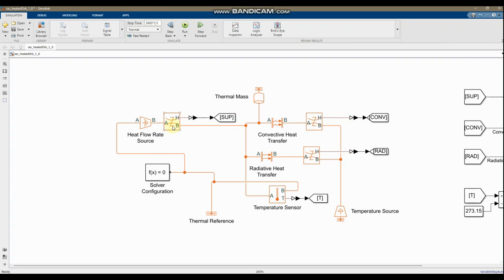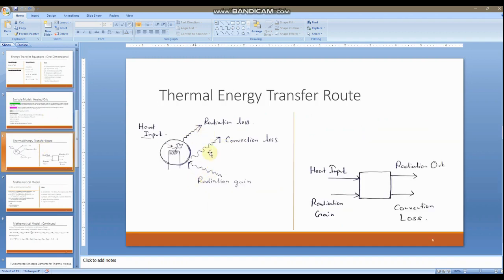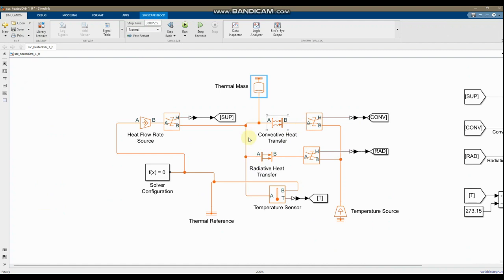And our conduits would be transfer of heat from the sphere to the atmosphere through convection and through radiation, and the orb would be gaining some heat due to radiation absorption from the atmosphere as well, right? But so far you only see two conduits, though in fact in the diagram that we drew we had three. See, we had three conduits, but in the Simscape diagram we only have two.